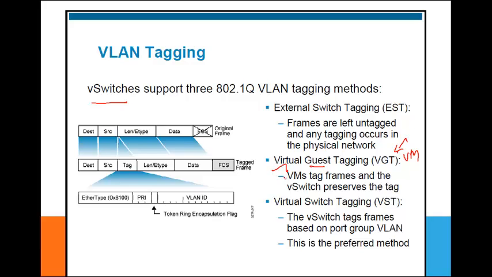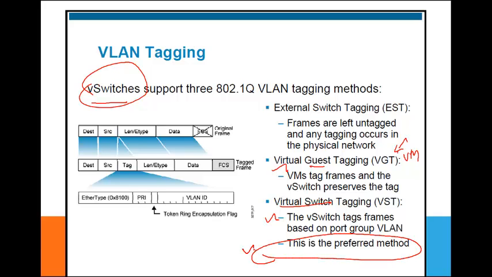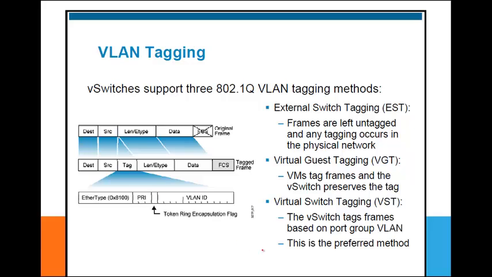That is VGT. There is a third tagging mechanism called VST. This is where the switch itself tags. Virtual switch tagging. And this is the preferred method as well, so that there won't be a conflict. We configure it only on the virtual switch. So there are three different types of tagging: EST, VGT and VST.